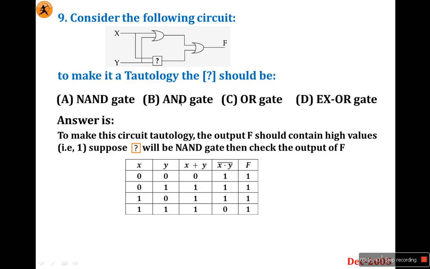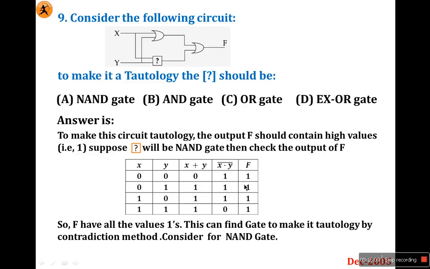Now X and Y are the given inputs. This is OR: it is low only when both are low, and in all other cases high current. So this is AND, the negation of AND. AND is true only when both are true, and all other cases are false, but the negation of that is false only when both are true, and all other cases are true. Now the output is definitely 1 1 because there is no low current, it will pass a high current. F has all the values as ones.